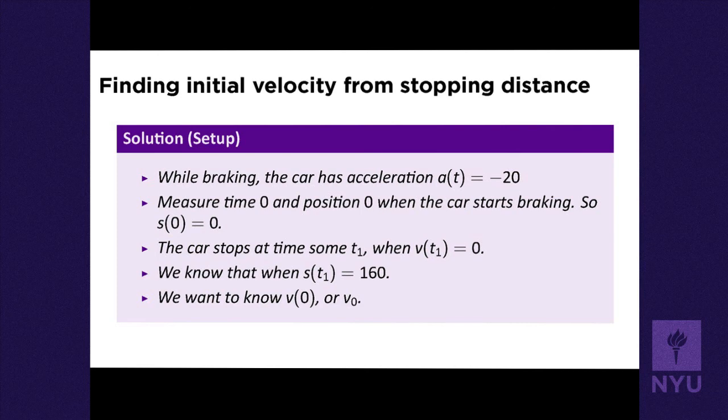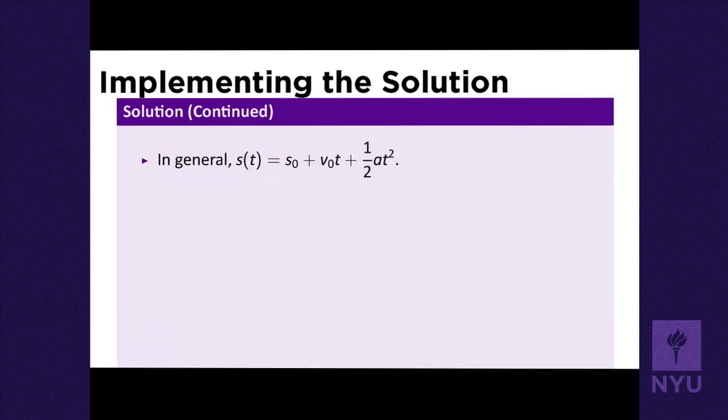Acceleration is negative 20. The initial velocity is unknown. The final velocity is 0. And we know the position it takes to achieve that final velocity. Okay. So how do we put this all into an equation to solve? Let's go back to our regular equation. Position is initial position plus initial velocity times time plus 1/2 times acceleration times time squared.